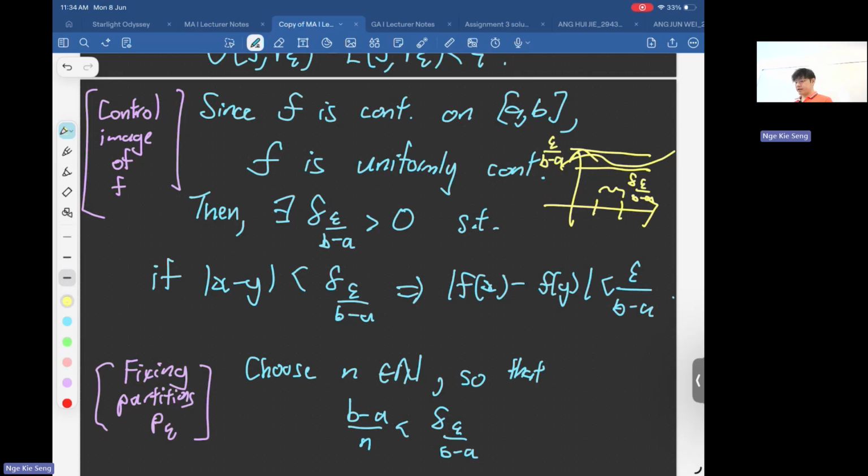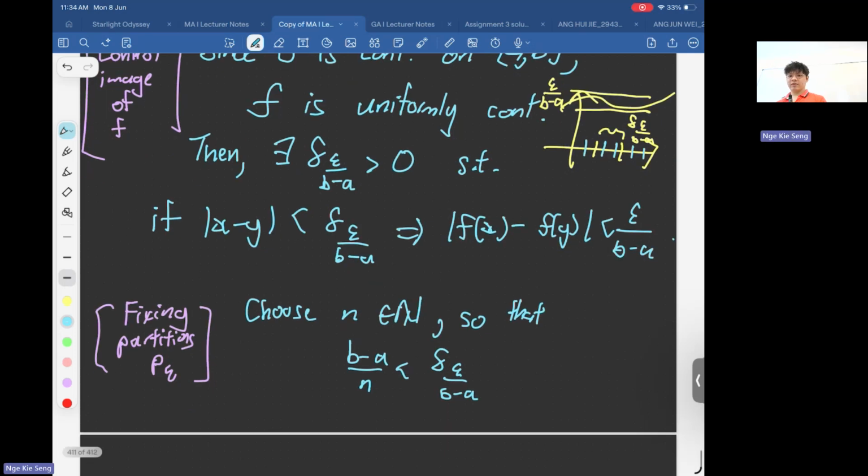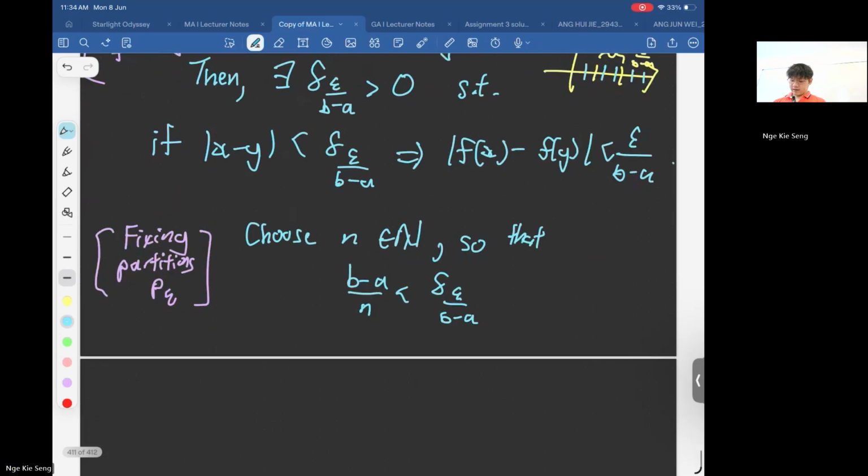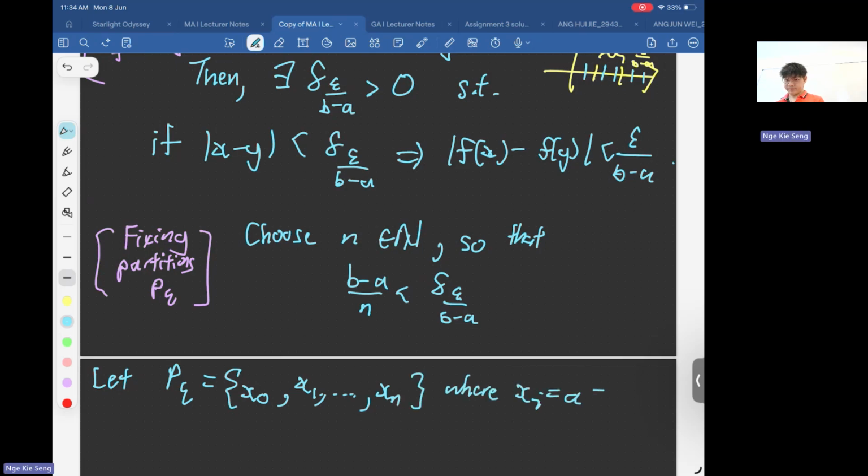And now how do I pick this partition? I want to pick this partition such that the length of each subinterval is less than this delta, so that it should be covered by this delta. Does it make sense? My partition will make this small. How small is it? Smaller than delta. Then we let this P epsilon be x0, x1, up to xn, because we got n parts.